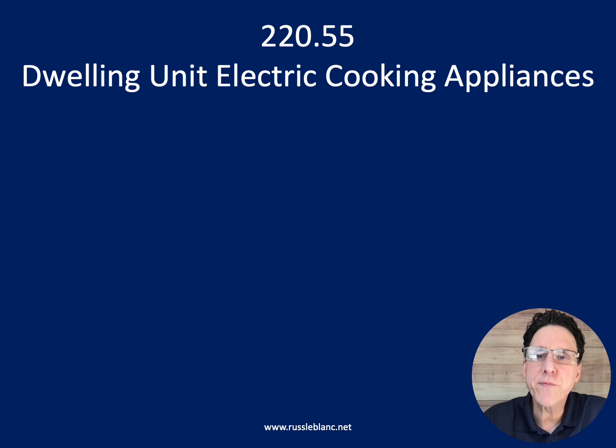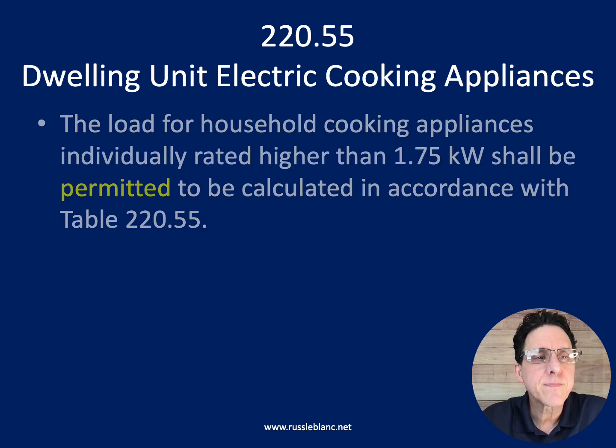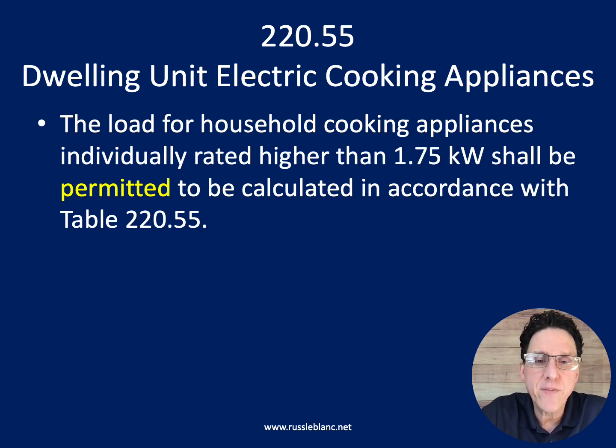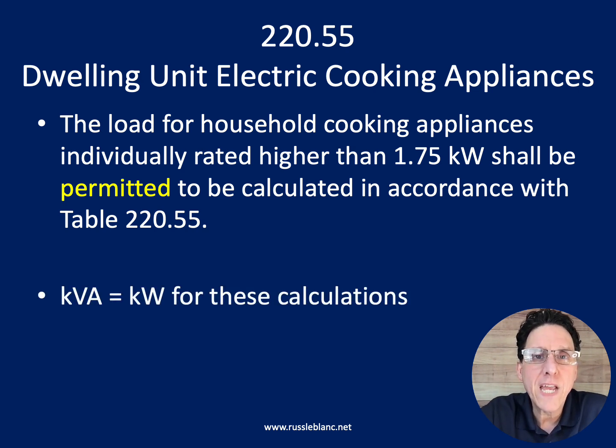Let's take a look at 220.55. And again, it's giving us permission to do this, right? You don't have to, but you can if you want to. The load for household cooking appliances, individually rated higher than 1.75 kW, shall be permitted to be calculated in accordance with Table 220.55, right? So you don't have to do this method, but if you want to, you can. And for the purposes of these calculations, kVA is considered the same as kW.